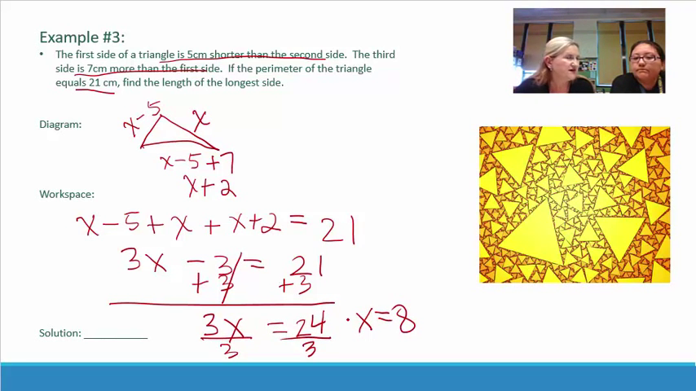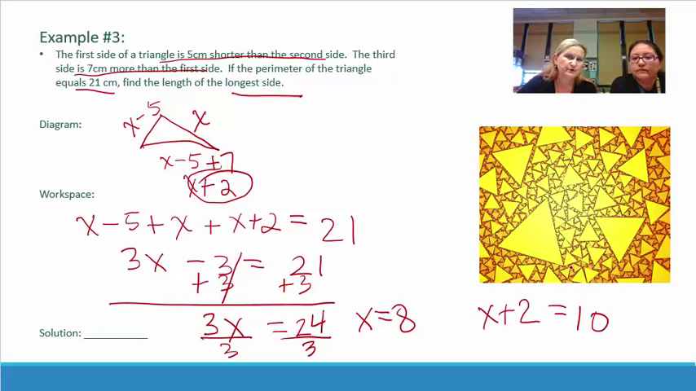Okay, but in this case, we are not done because the question was to find the length of the longest side. So if this side was x, this one is x minus 5, so that will be shorter. So my longest side will be x plus 2, which is 8 plus 2, or 10. So the longest side would be 10 centimeters.